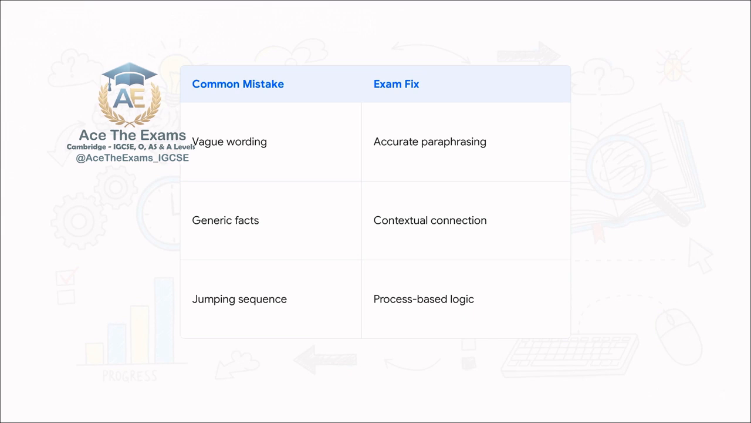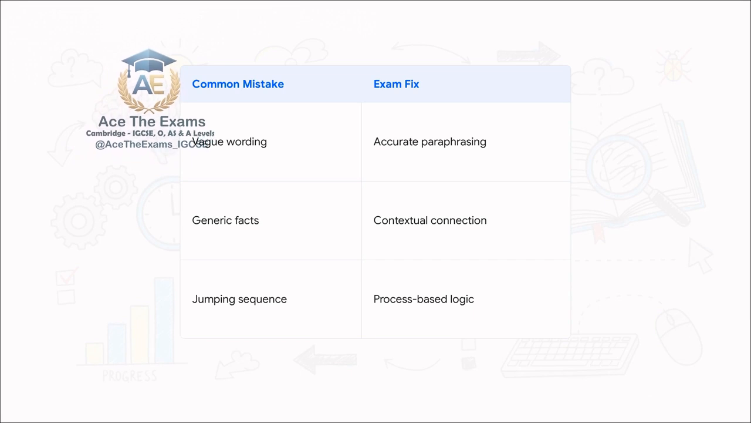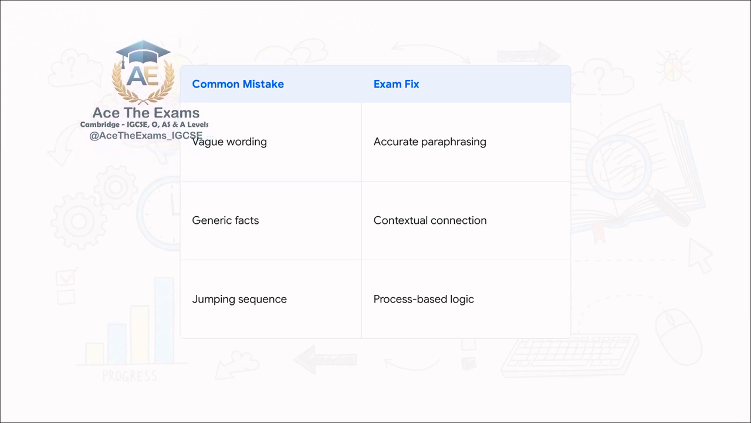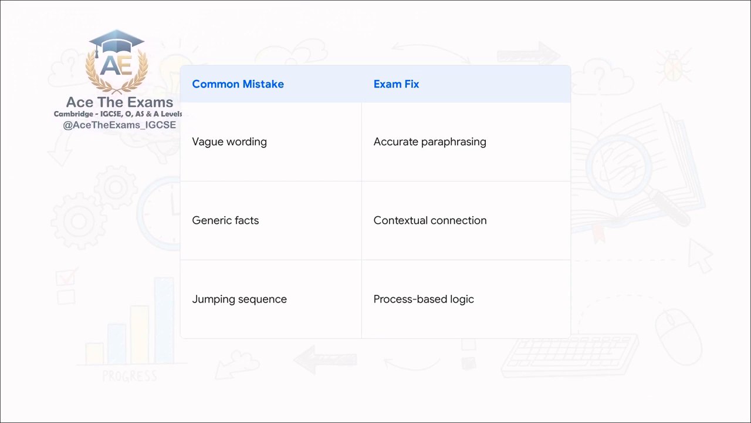Challenge 1 is a data scan. I'm putting a 60-second timer on the clock in your mind. Look at the trends of common mistakes here. Examiners deduct marks when surface features or familiar words distract you from the deeper process. The common mistakes are vague wording, generic facts, and jumping sequence.